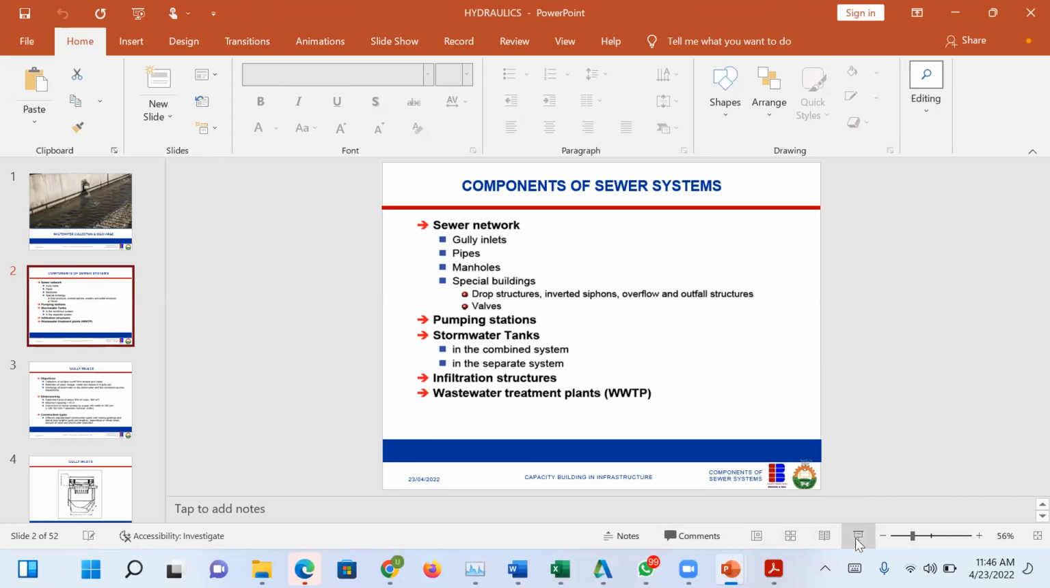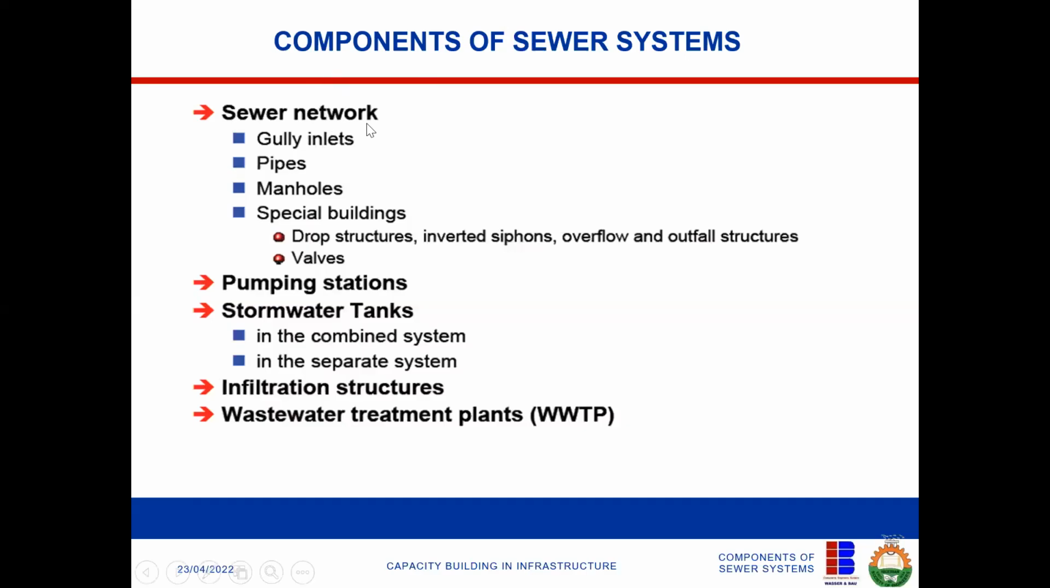components. I think I've already said some of them. These are the components, what makes up a sewer network: gully inlet, pipes, manhole, special buildings, and infiltration structure, and then wastewater treatment plants. So these are like the components of a sewer system. Okay, sometimes you have a pumping station, but it's rare.